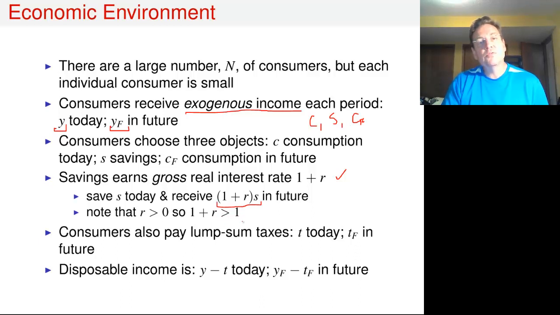And you want to think about the interest rate in this context as just telling you something about how much consumers are compensated for postponing consuming today. Now we're also going to have consumers pay a lump sum tax. We're going to use the notation T for the tax today and TF for the tax tomorrow. So today's disposable income is just going to be Y minus T. That's the endowment minus taxes. And in the future, it's going to be YF minus TF.